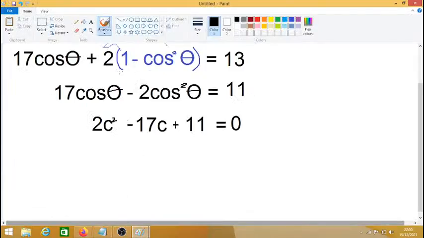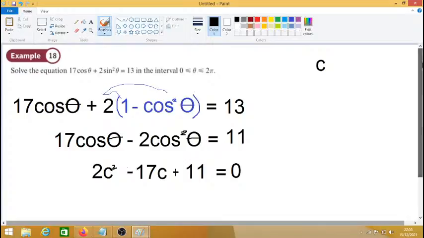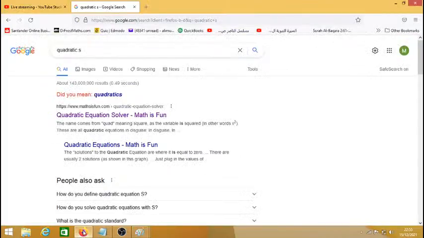Okay, while that's loading, just remember what the steps were. So we replaced the sine squared with the 1 minus cos squared so that the cos and the cos match up, and we don't have different trig ratios. We don't have a sine and a cos or a cos and a sine. And then we just expanded and simplified until we got this quadratic. So let's find a solver and stick it in.